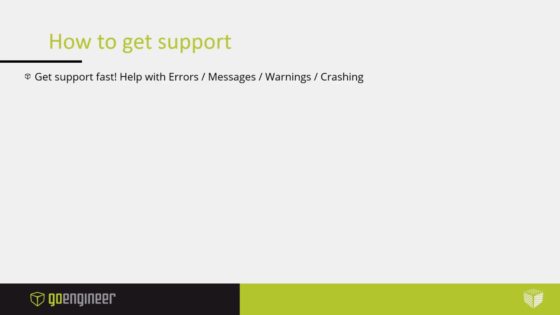Okay, so how to get support. Tech support, like I mentioned, we have quite a few people on our staff here dedicated to tech support. We typically help with errors, messages, warnings, crashings. This is immediate support. There's two ways to get this support. First, you can email us, support@goengineer.com. This one's pretty popular because you can send us files, screenshots, a lot of information about what's going on, and we can start working on it with all that information. It makes it a little bit easier.